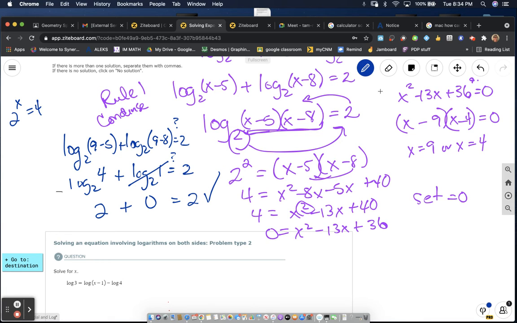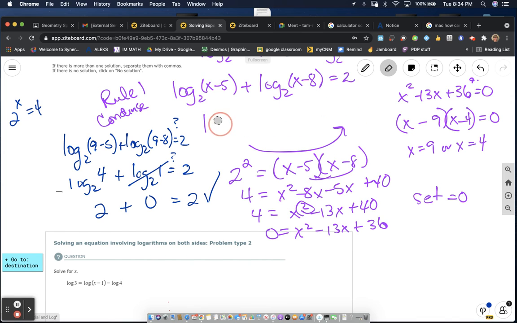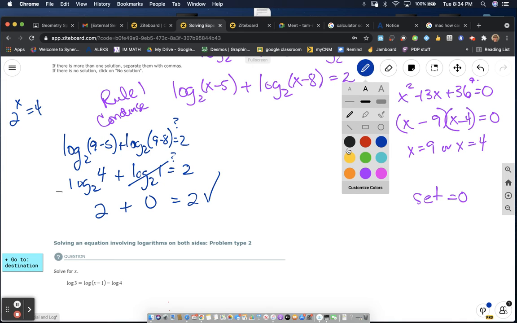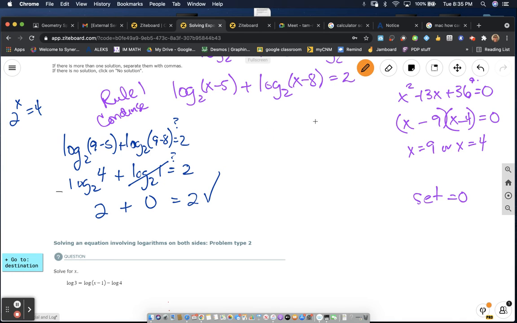Now, the question says if there is no solution, click on no solution. You actually have to check both answers. I'm going to check the other one now. I'm not going to worry about erasing this because this is a video, which means you can write it down. If you didn't get it, obviously pause the video and rewind it. Now let's check the 4, because this is important.